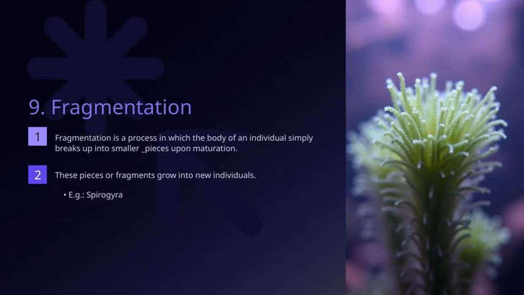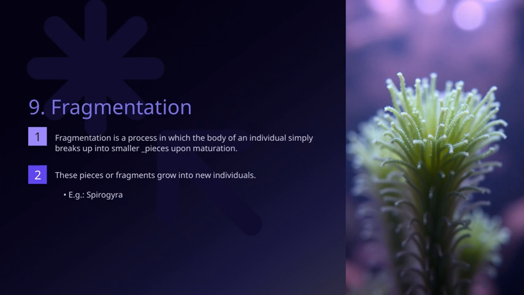Now, let's talk about fragmentation. This is a fascinating form of asexual reproduction where an organism's body simply breaks into smaller pieces. Each of those pieces has the potential to grow into a new, complete individual. Think of it as if the organism is splitting itself up, and each part can regenerate into a new organism.